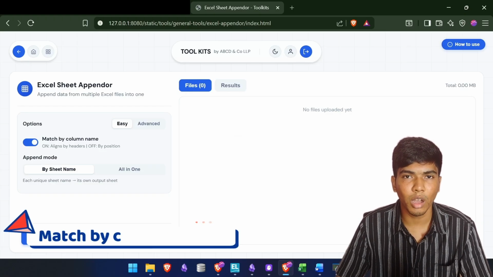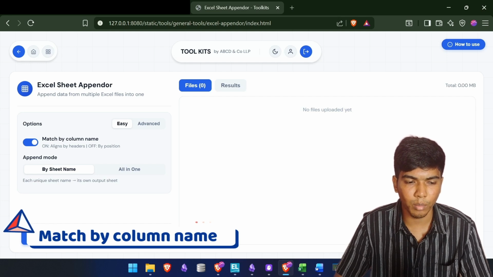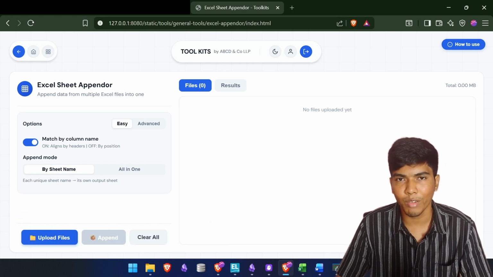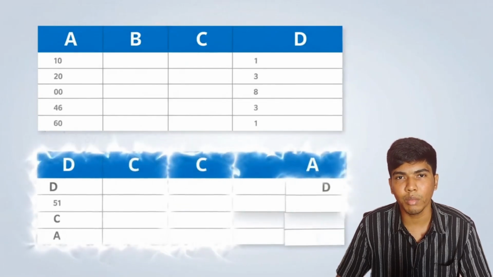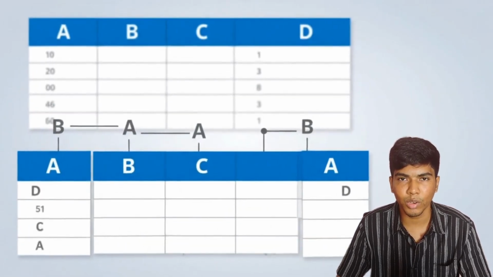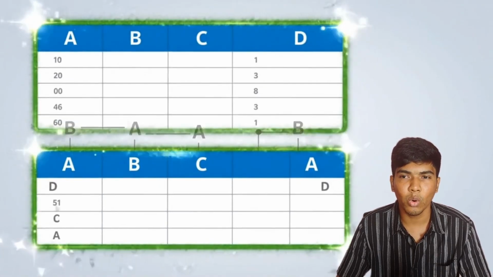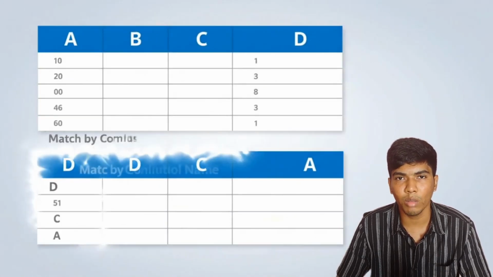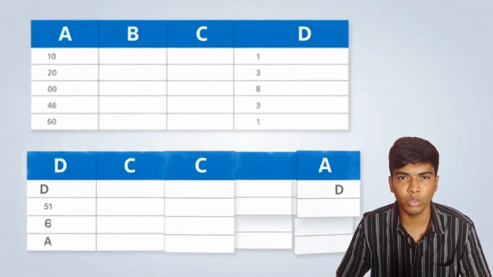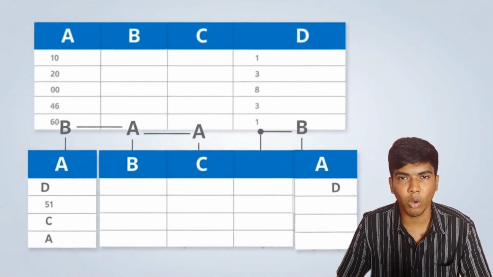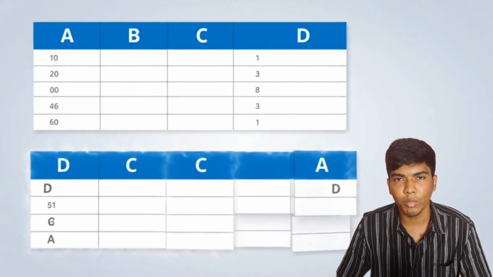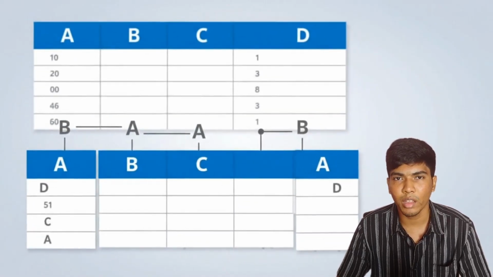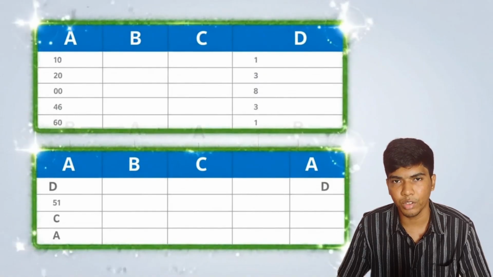So next, let's see the other feature we have: match by column name. In a case where you have multiple columns and the column names are in a jumbled order, let's say the column names are A, B, C, D, and in the subsequent sheets you have D, C, B, A. So across sheets you might have columns jumbled up. In those cases you can use this feature, which automatically detects the column names, orders them and appends by the column names. This feature will ensure that column A is appended below column A across every sheet.